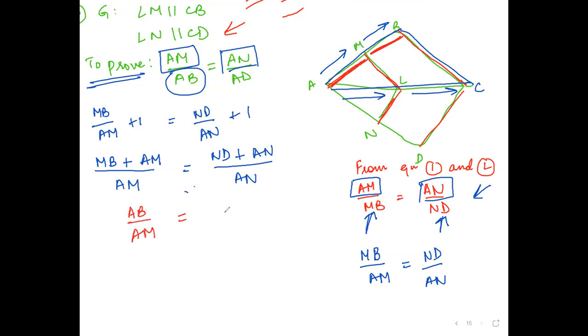And what else? ND plus AN is how much? ND plus AD. AD. Good. AD by AN. Now you just check. You have to prove AM upon AB. I'm getting something reverse, AB by AM. Similarly, you have to show AN upon AD. I'm getting AD by AN. So you can flip the equation. AM upon AB, both sides you can flip. AN upon AD. So this is same. So you have proved.